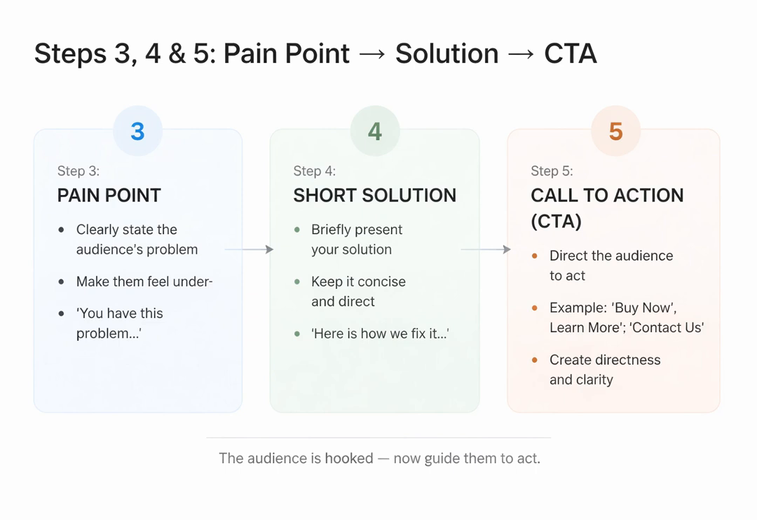This is critical because when someone sees their exact struggle reflected back at them, they feel understood, and that builds trust instantly. Step 4 is the short solution. You don't need to explain everything here. Just briefly show that you have the answer. Keep it punchy and clear. And then step 5 is the call to action, or CTA.